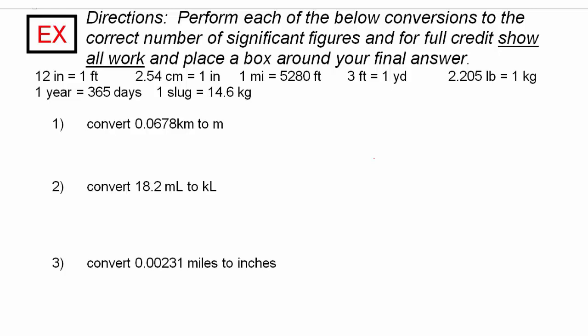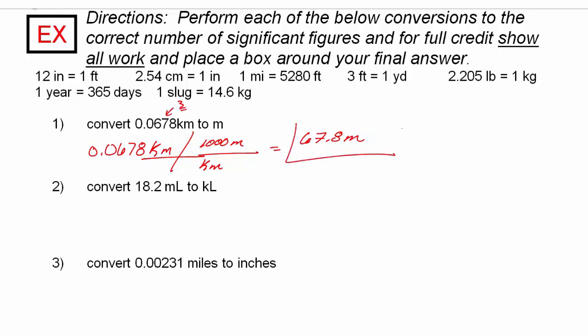Convert 0.0678 kilometers to meters. So always start with the measurement, 0.0678 kilometers. This is one of those metric prefixes, you have to know it. A kilometer is 1,000 meters. So pretty much multiply by 1,000, remove the decimal place over 3 places: 1, 2, 3, about 67.8 meters. So report your answer to the same number of significant figures as the measurement. The measurement has 3 sig figs, so we're good.